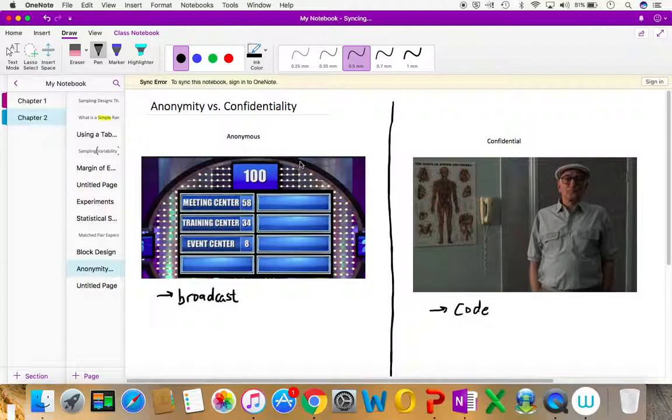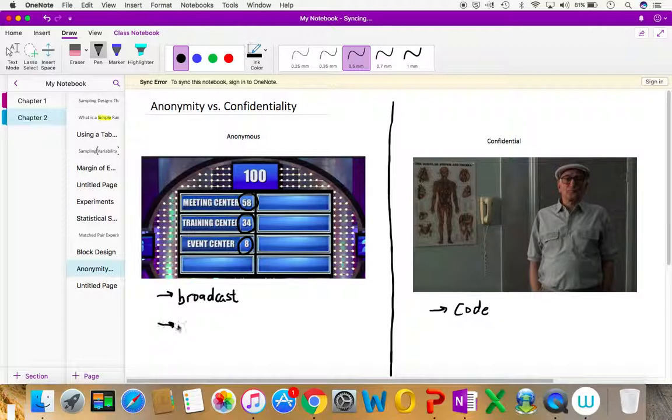If I have a group of 100 people that I ask this question to, the 58 here that answered meeting center, as the person conducting that survey, I have no means of figuring out who said meeting center. I have no means of figuring out which 8 people picked event center and which 34 people picked training center. Yet, I'm taking that anonymous information and I'm broadcasting it out for not just the people on the show, not just for Steve Harvey, but for everybody tuning in to watch this show. So the information is spread rampantly, unlike in a confidential situation where it's not broadcasted. So I think of broadcast.